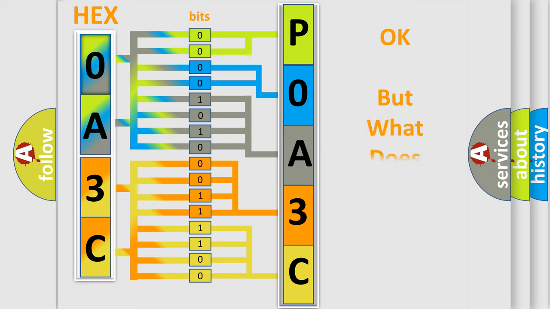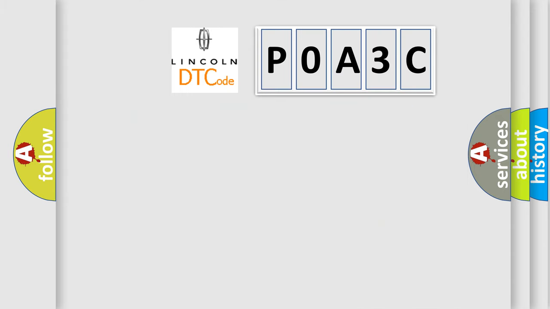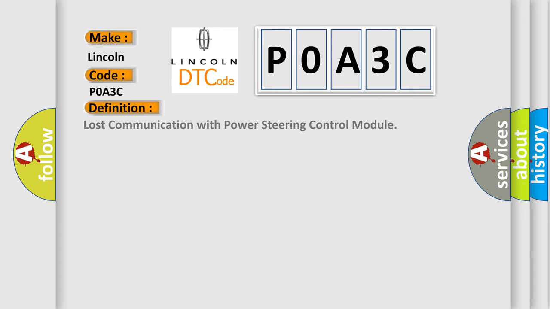The number itself does not make sense to us if we cannot assign information to what it actually expresses. So, what does the diagnostic trouble code P0A3C interpret specifically for Lincoln car manufacturers? The basic definition is lost communication with power steering control module. And now this is a short description of this DTC code.